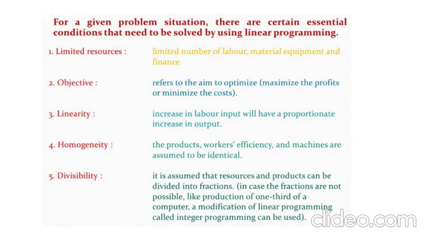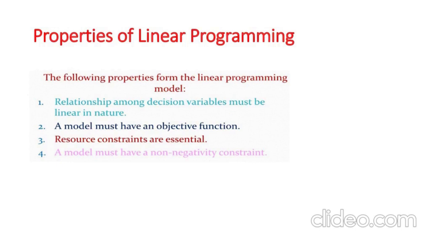In this, we consider the essential conditions: limited resources. The objective is to optimize, that is, maximize the profit and minimize the cost. Linearity means increasing the output proportionally. Homogeneity means the machines are to be identical. Divisibility means, since a modification of linear programming is called integer programming, it is assumed that resources and products can be divided into fractions.